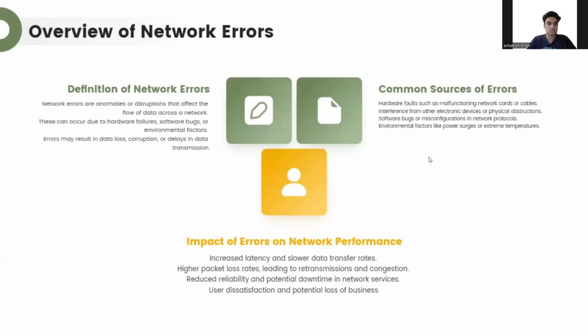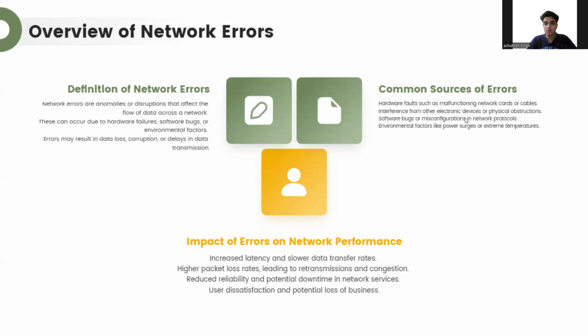Definition of network errors. Network errors are anomalies or disruptions that affect the flow of data across a network. These can occur due to hardware failures, software bugs, or environmental factors. Errors may result in data loss, corruption, or delays in data transmission.